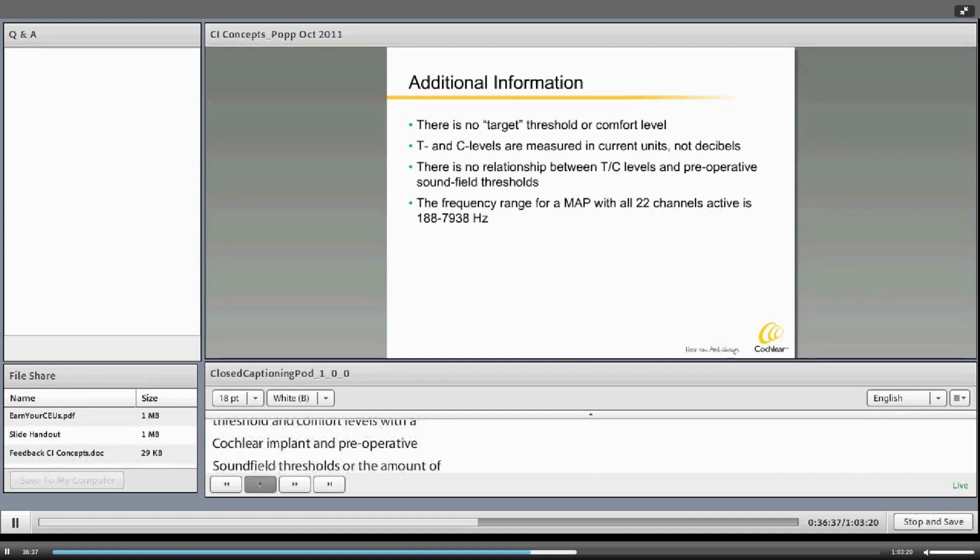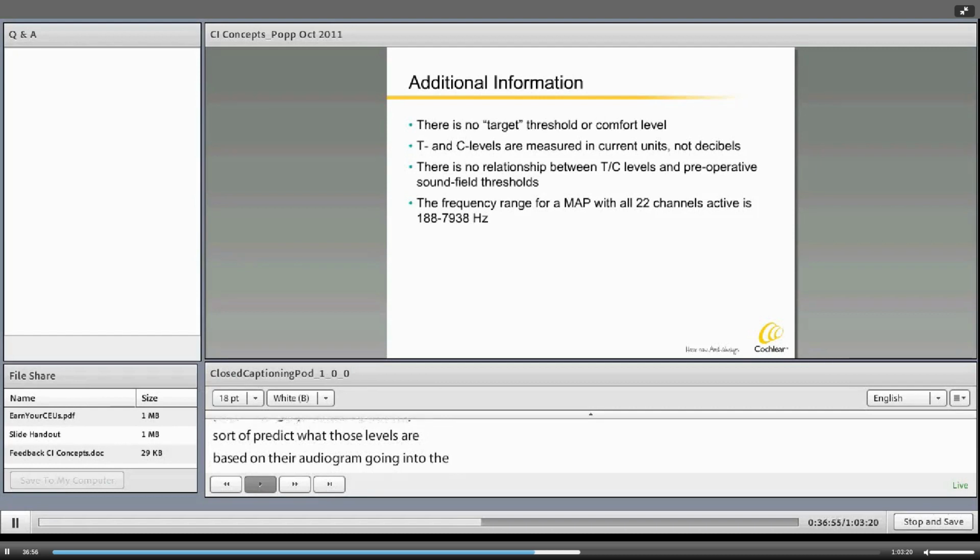And there's no relationship between threshold and comfort levels with a cochlear implant and preoperative sound field thresholds or the amount of residual hearing an individual had prior to surgery. So there's no way to predict what those levels are based on their audiogram going into the process.